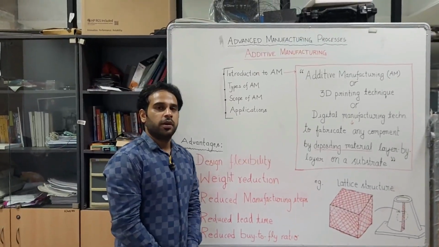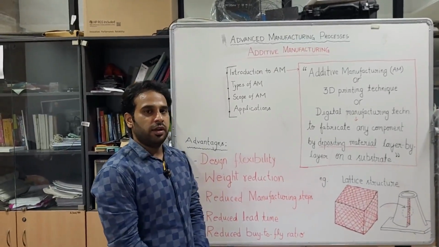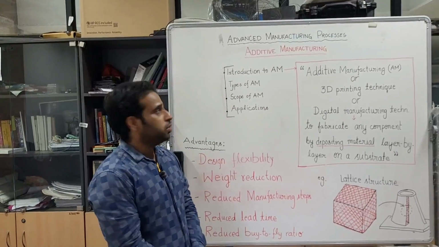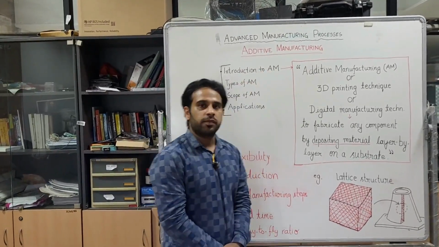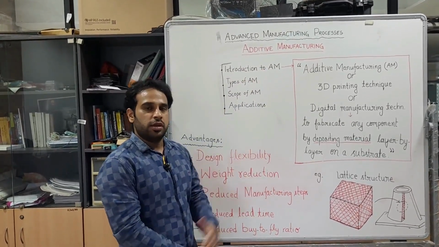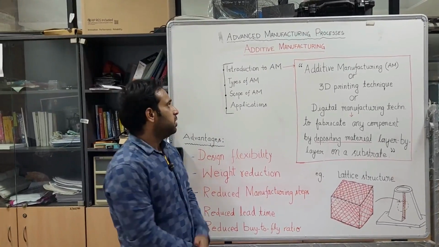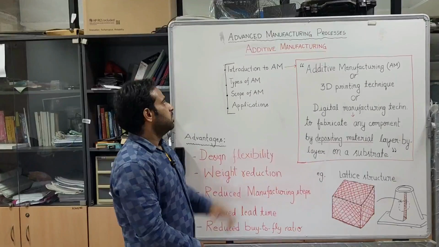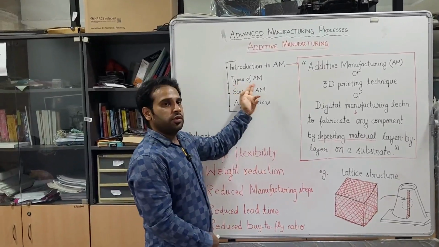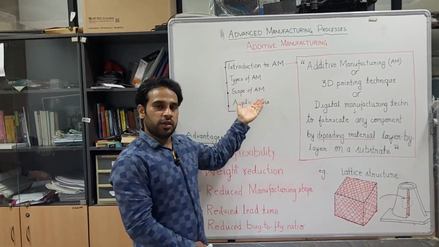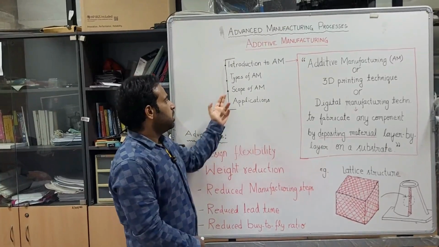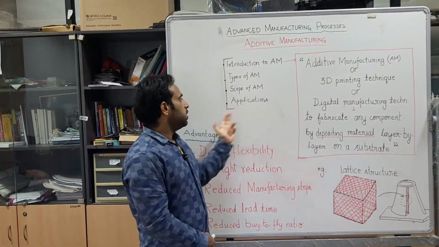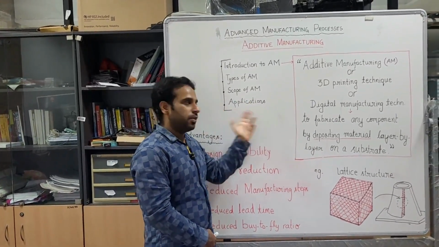Hello everyone. Today we will discuss a very trending and advanced manufacturing approach, that is additive manufacturing. So first, we would like to understand what exactly additive manufacturing is, which is covered in the introduction to additive manufacturing. Second is the types of additive manufacturing, or we can say the classification of additive manufacturing. Third is the scope of additive manufacturing, and the final one is its applications.